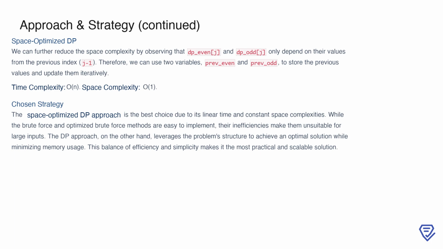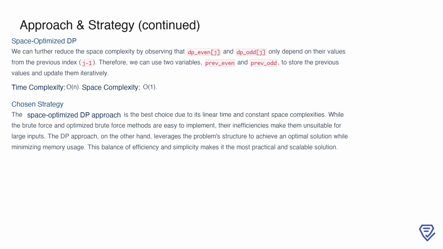Instead, we use two variables, prev_even and prev_odd, to store the values of dp_even and dp_odd from the previous step. As we iterate through the array, we update these variables iteratively, ensuring that we always have the most recent values needed for the calculations. This optimization reduces the space complexity to O(1), while maintaining the time complexity at O(n).